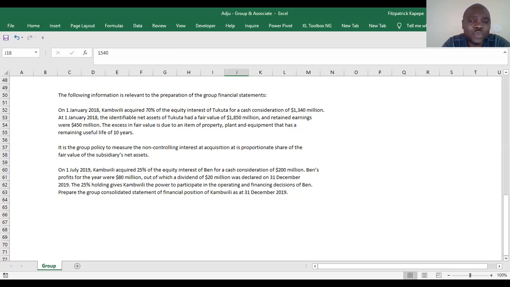On 1st July 2019, Cambodia acquired 25% of the equity interest of Ben for a cash consideration of 200 million. Then now it starts tying up with the 1540 that we saw in the balance sheet. Ben's profits for the year were 80 million.